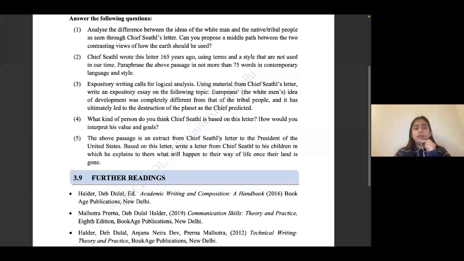Then comes the third question. Expository writing calls for logical analysis. Right, we just studied expository writing. Using the chief's letter, write an expository essay. Can you write an expository essay? Can you please suggest to me a few topics based on this?